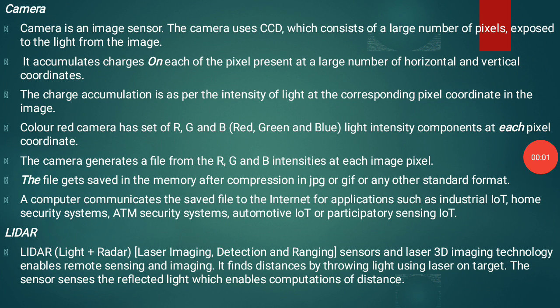Next our topic is camera. Camera is an image sensor. The camera uses a CCD, which consists of a large number of pixels exposed to the light from the image. So the camera works on the principle of an image sensor.